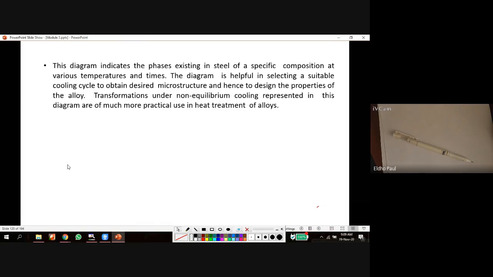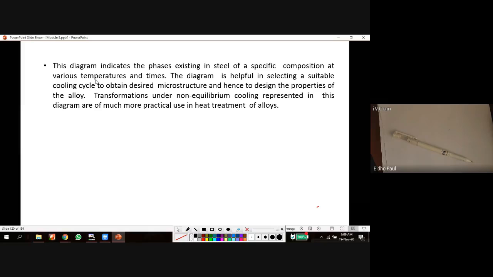This is the iron carbon equilibrium phase diagram, so here the rate of cooling is very slow. The TTT diagram indicates the phases existing in steel of a specific composition at various temperatures and times. This diagram is helpful in selecting a suitable cooling cycle to obtain the desired microstructure and hence the desired property of the alloy.